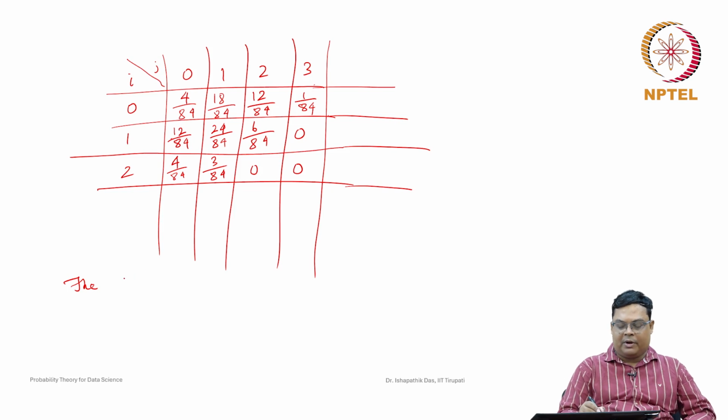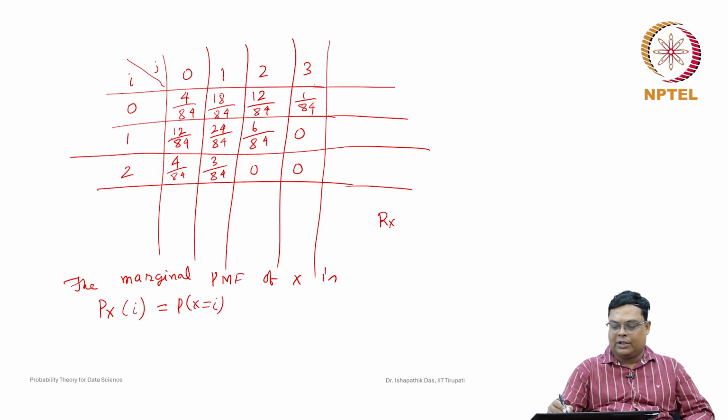Now we will find the marginal probability mass function of x. How will we find that? This is P x of x i, where x i is equal to i. So this is nothing but the probability that x is equal to i. We know that the range of x is 0, 1, 2, and we have to find the probabilities for only these.